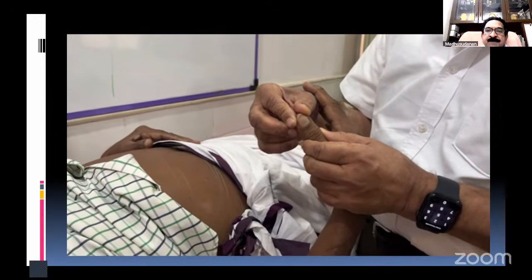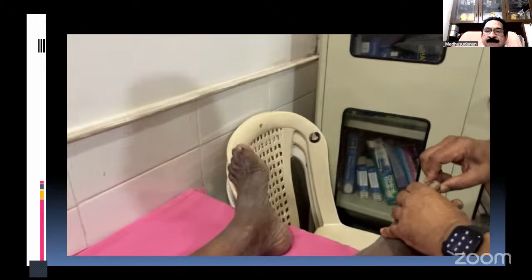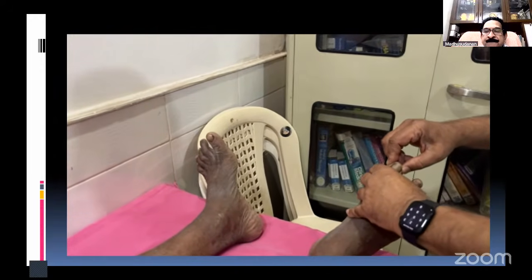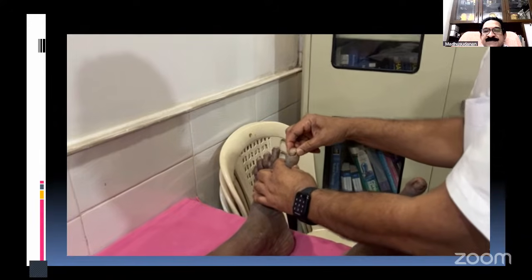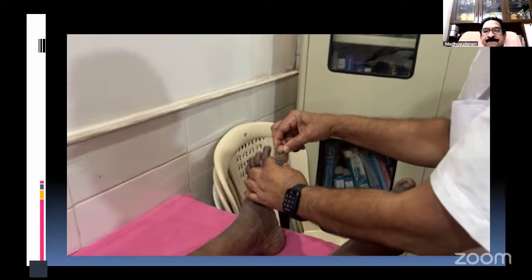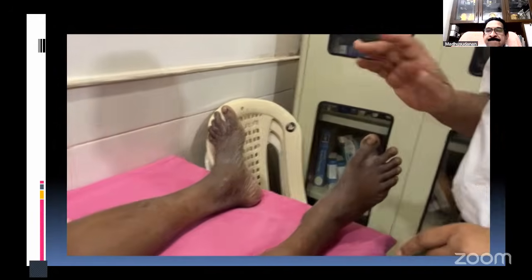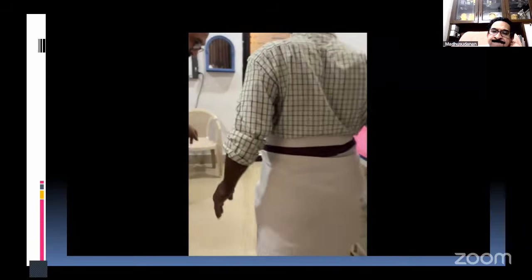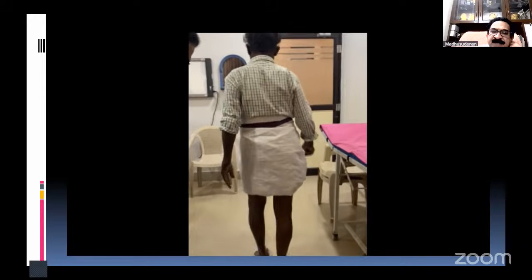JPS in the upper limb is normal. Lower limb is absent on the right side. He said left side it was present. He said correctly. Axillary was negative. This is the way he walked.